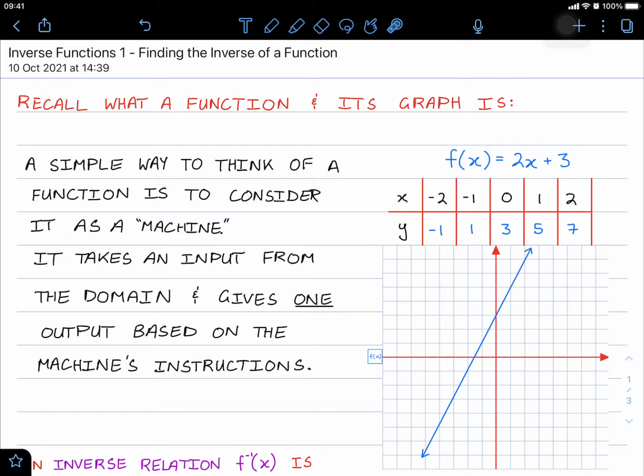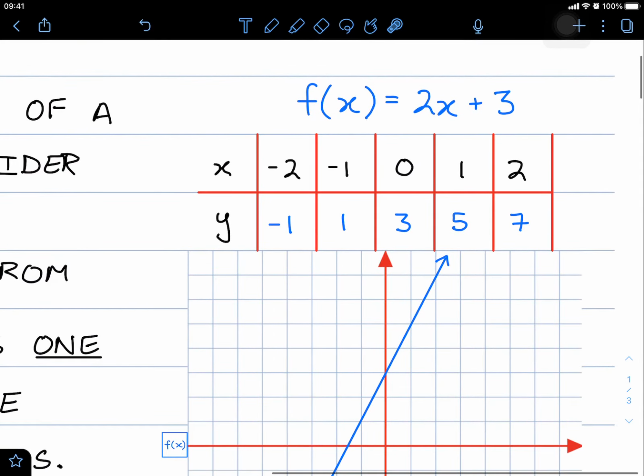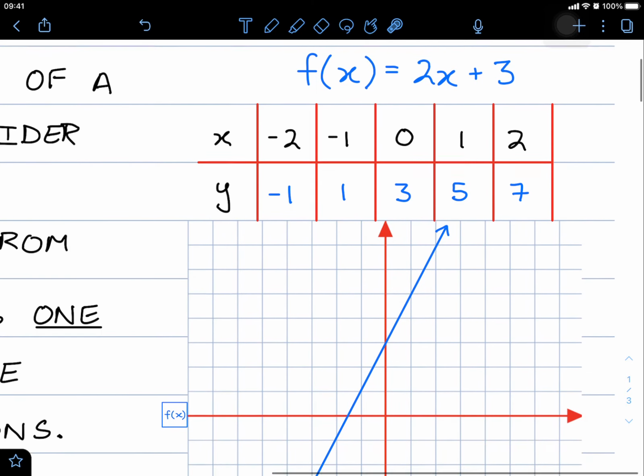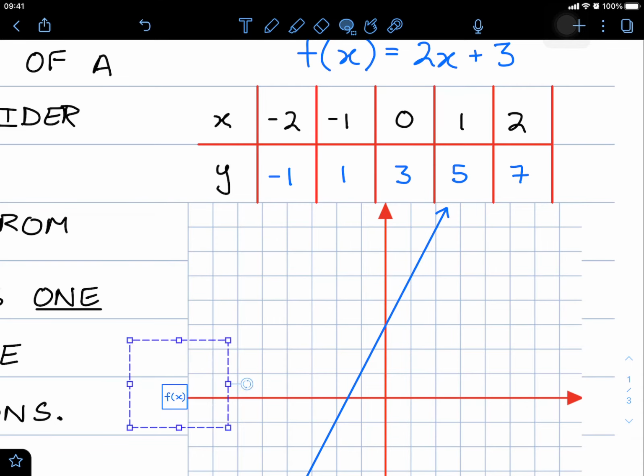A simple way you can think of functions is to consider it as a machine. The machine takes an input from the domain and it has to give only one output based on the machine's instruction. So for example, here's our machine. f of x equals 2x plus 3, and this machine is going to be placed along its domain in the x-axis.